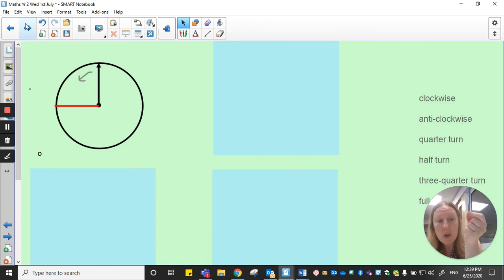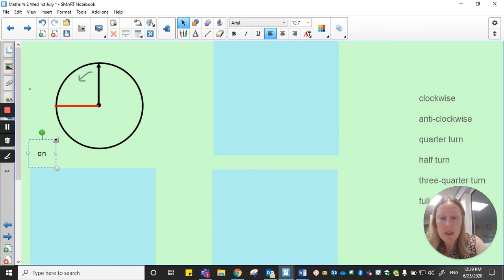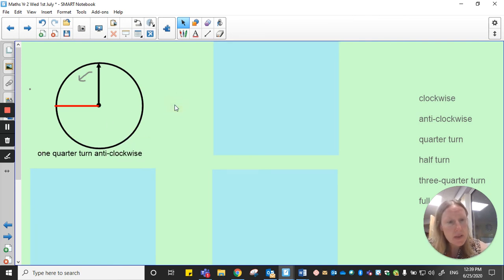So if I was to ask you what turn it was, think in your head. Quarter turn, well done. And the direction, here's a 12, 11, 10, 9. It's going the opposite way to the hands, isn't it? It's anti-clockwise. So if I was writing in my home learning book, I would be writing this. I'd be writing 1 quarter turn anti-clockwise. Okay, so you understand what you're doing?